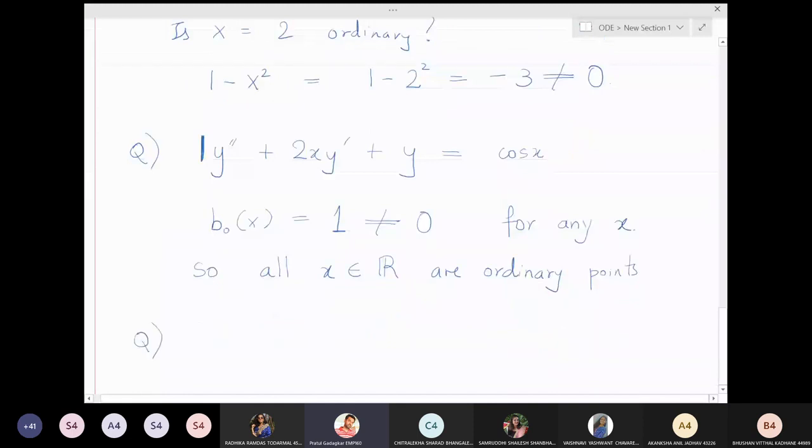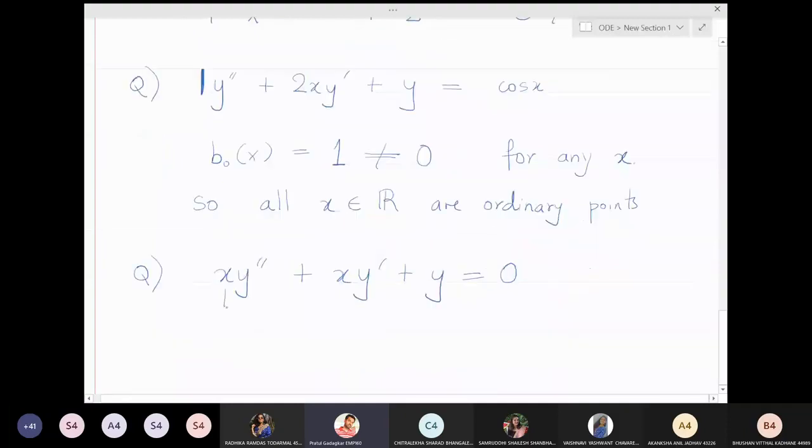Let us take one more example for clearing the concept more. Suppose I look at this equation: x y double dash plus x y dash plus y is equal to 0. Then I understand that the function b naught x, which is x, is 0.